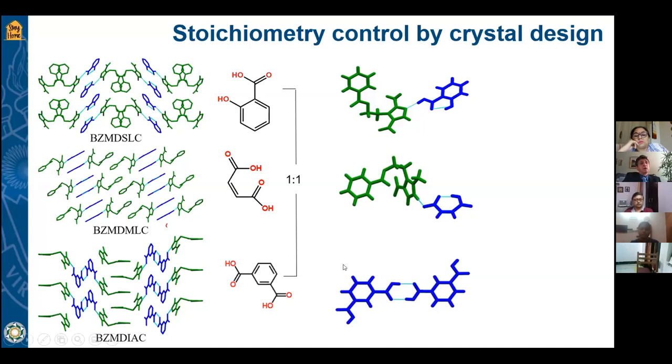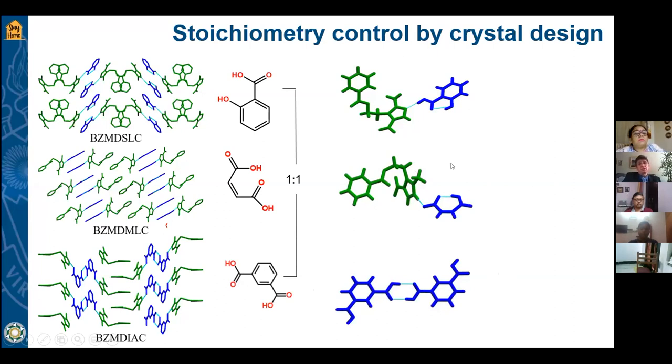And in another case, which I would say could be expected with carboxyl groups, the coformer forms a dimer, which is also quite frequent.